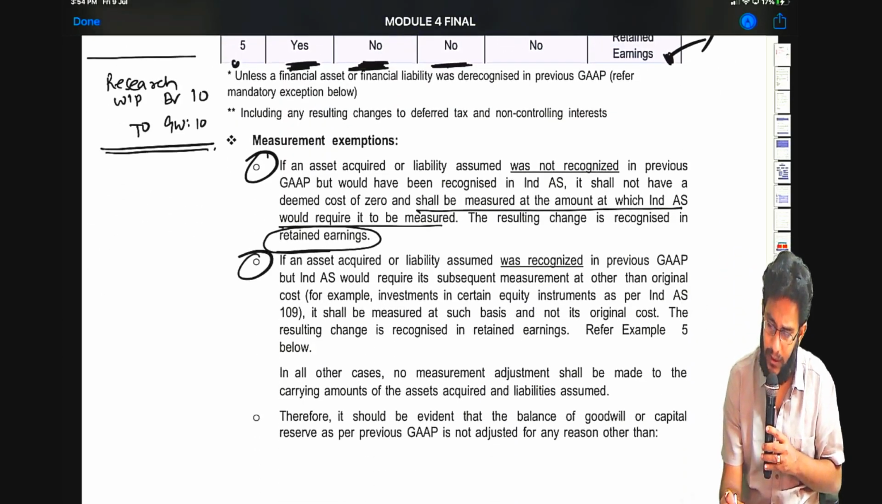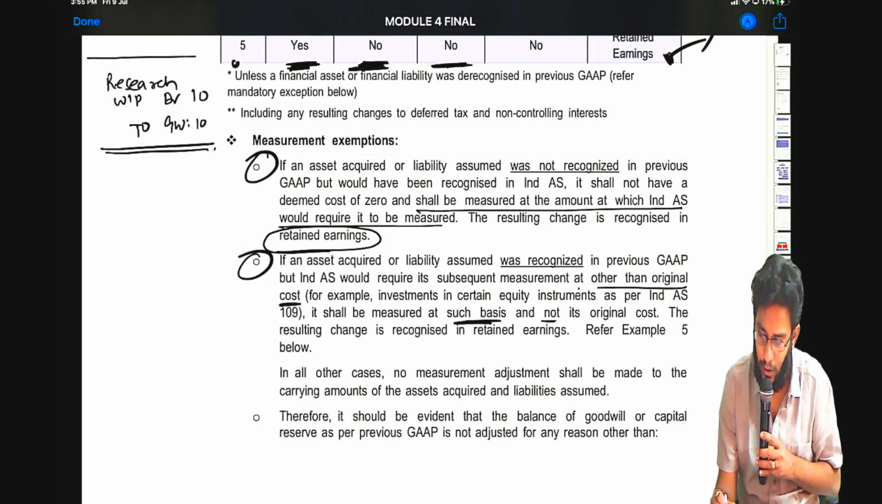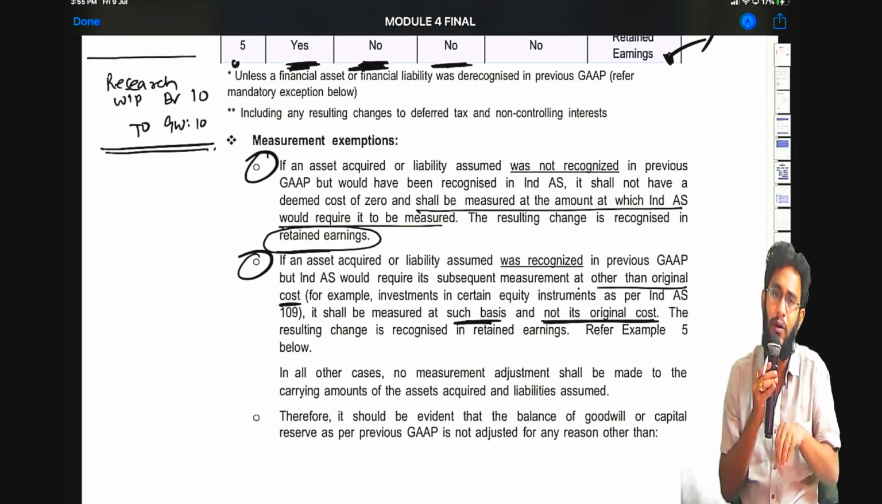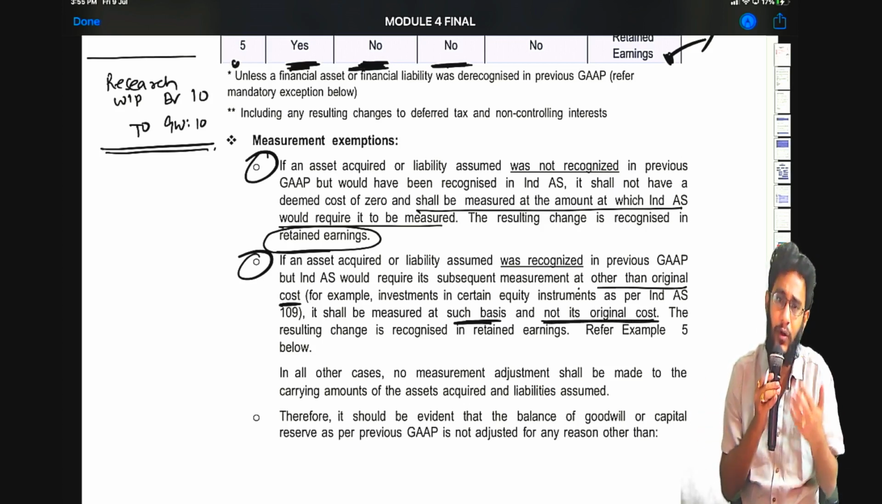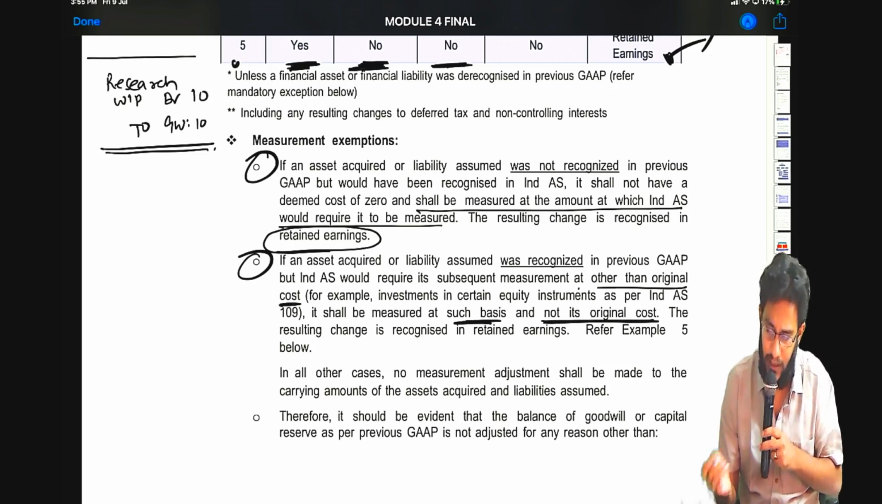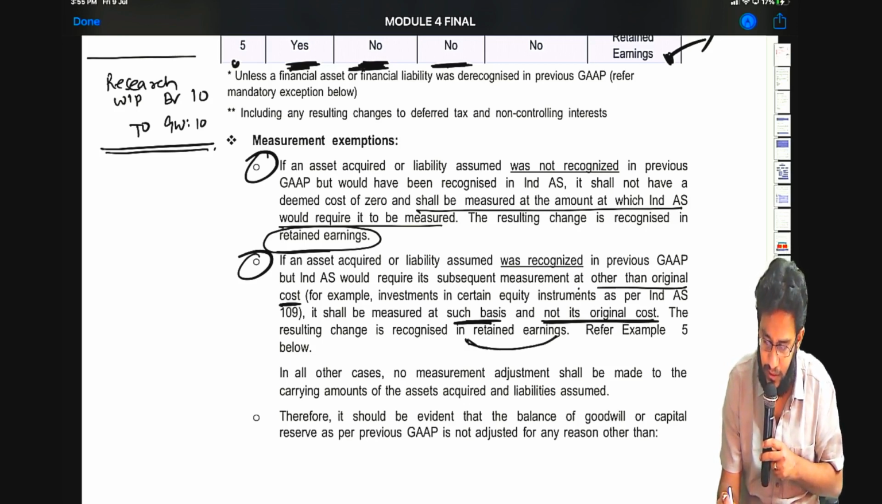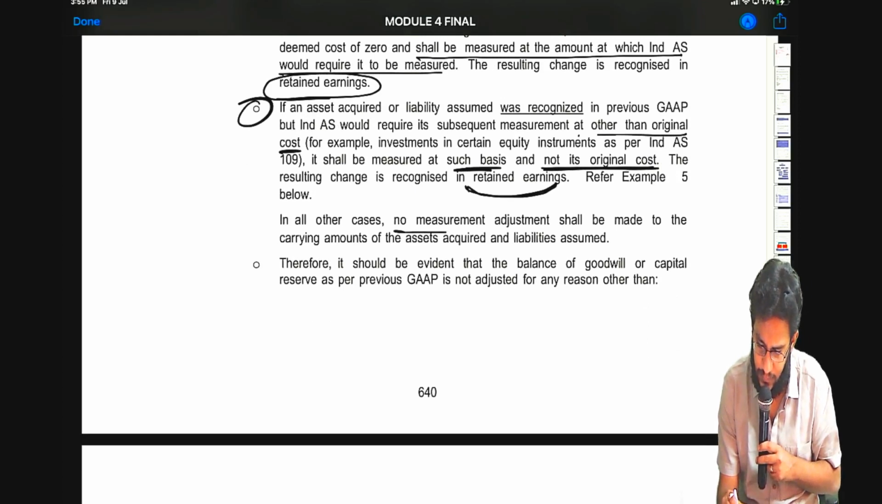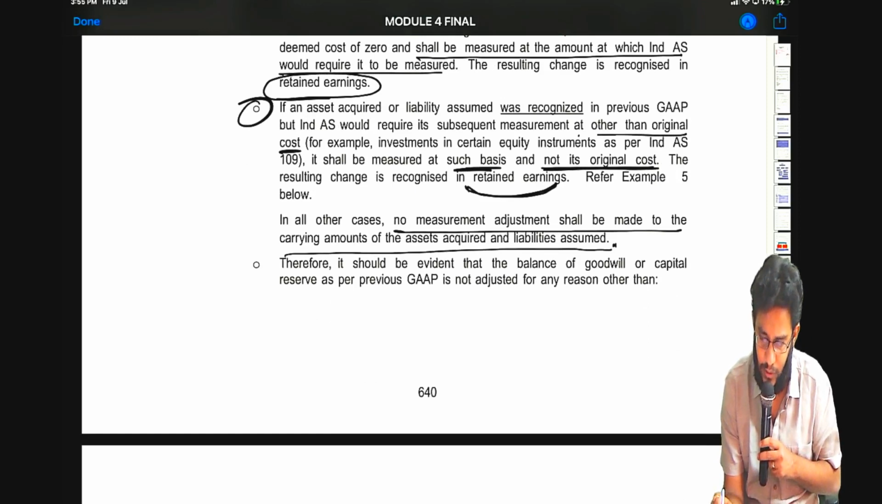If an asset or liability assumed was recognized in the previous GAAP, but Ind AS would require its subsequent measurement at other than original cost, it shall be measured at such basis and not at its original cost. In the past you have recognized at some value, but according to Ind AS, the measurement is not acceptable, then you will change the measurement and corresponding adjustment must be given in the retained earnings. In all other cases, no measurement adjustment shall be made to the carrying amount of the assets acquired and liabilities issued.